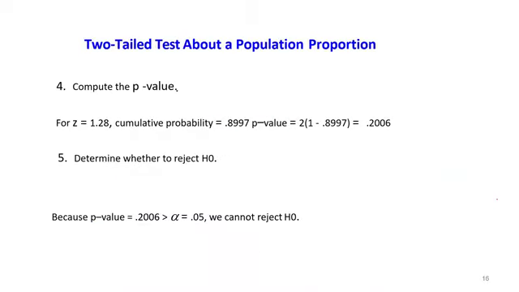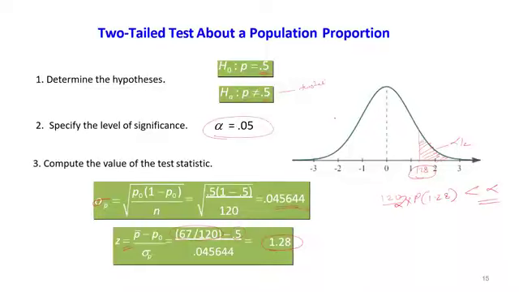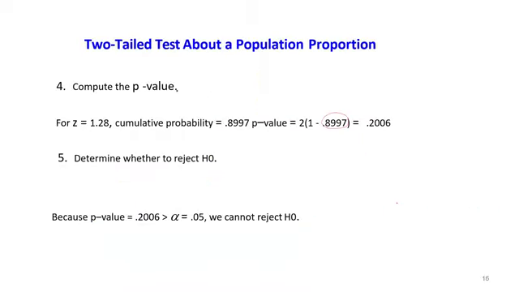So now I will find out the p-value. As it is an upper tail probability, whatever probability I find, I have to subtract it from 1 and then multiply by 2. So this is something we are doing here: 2 into 1 minus 0.8997. So overall the p-value is coming out to be 0.2006.